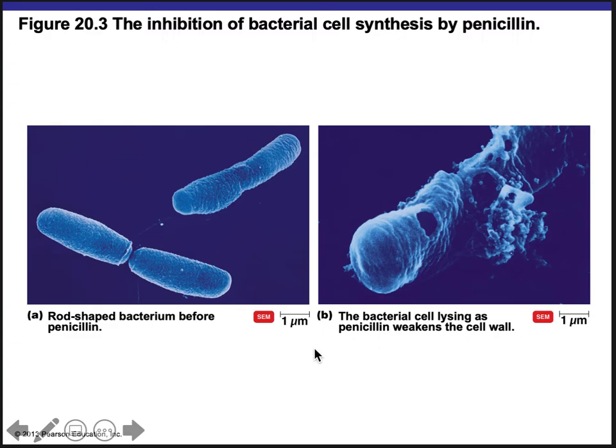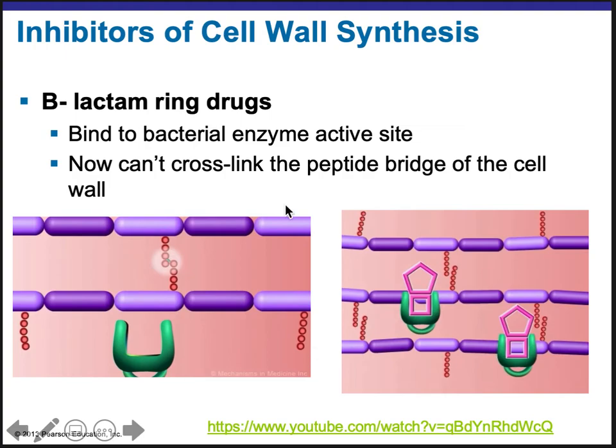So now we want to see, well, what is that mechanism? So penicillin and some of the other antibiotics have a particular structure called the beta-lactam. If you look here, this pink structure is the beta-lactam. The beta-lactam binds to the active site of the bacterial enzyme shown in green.